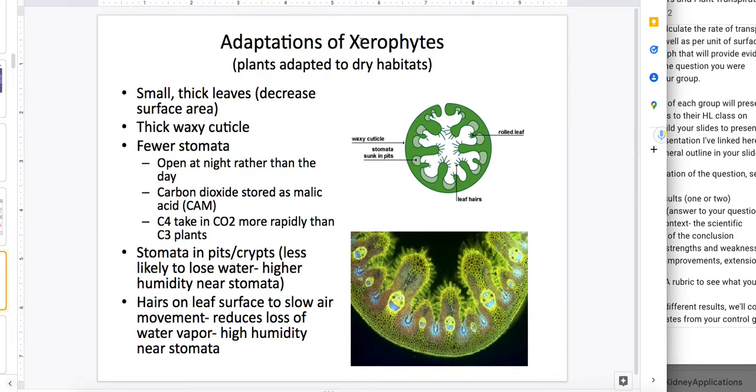Adaptations or structural features of xerophytes, which are plants that live in dry habitats like the desert. You can probably relate to this thick waxy cuticle or small thick leaves, like think about cacti, or things that don't really have a lot of surface area for losing water compared to leaves on a lot of other plants. And then this would be an example of the underside of a leaf being rolled up and having stomata inside of these pits, so that the more humidity that's trapped in here from the evaporation of water will lead to less transpiration.